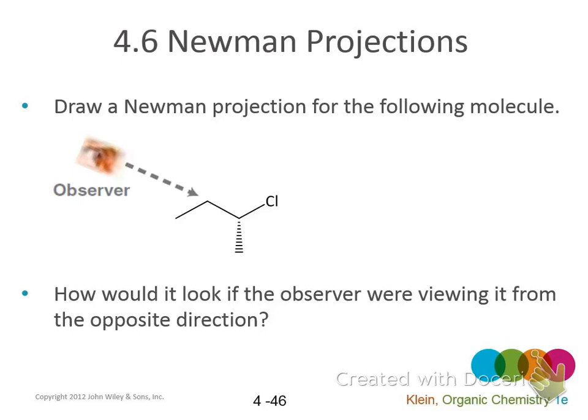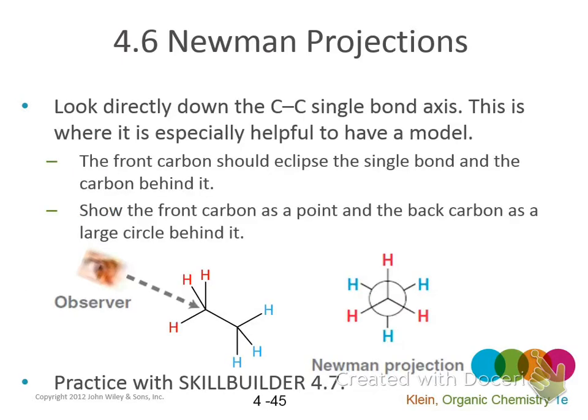Go back a second. In these other Newman projections, you notice this angle here. You'll notice that this angle here and this angle here are the same. They're drawn as 120. So when you look head on to any atom, the angles are 120, okay?